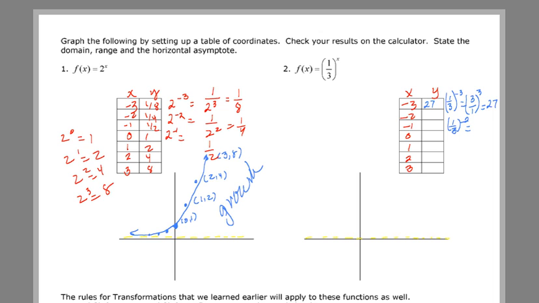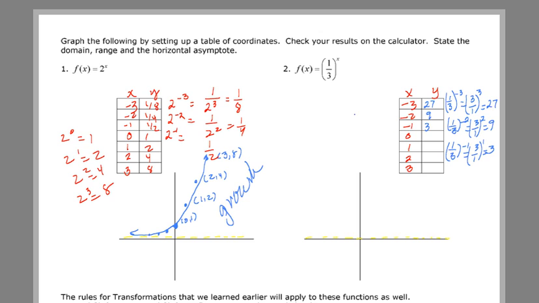Okay, so let's do this one. 1/3 to the negative 2. To get rid of the negative exponent, I have to take the reciprocal and raise it to the positive 2 power. The reciprocal makes the negative exponent positive, so I get 9. 1/3 to the negative 1 means to take the reciprocal and raise it to the positive 1.